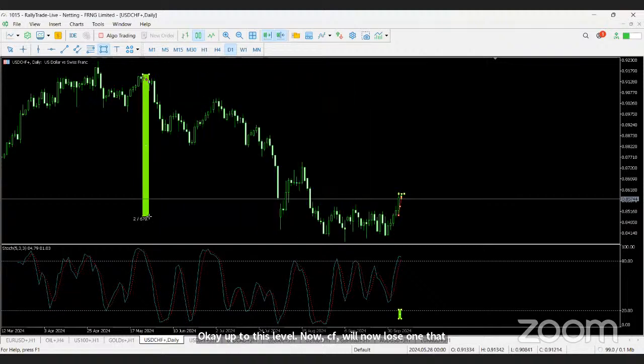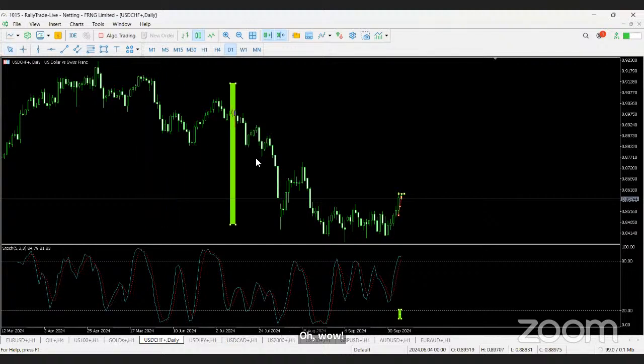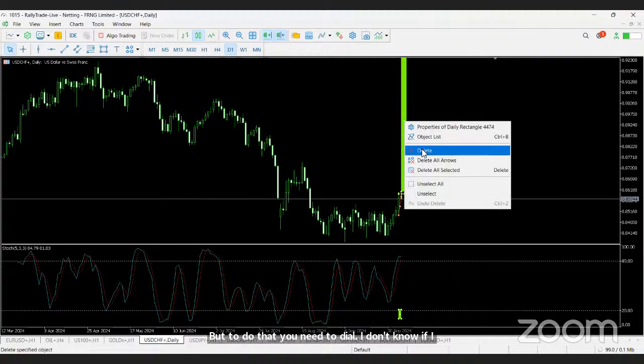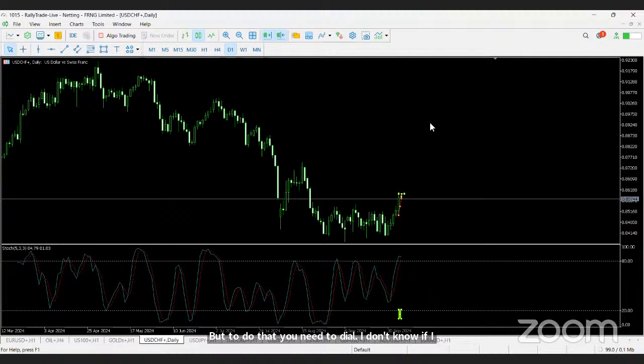So if CHF will lose value, that means CHF can still rise up to, let me see if I can just move this. I wanted to move this one, of course, here. So CHF can still lose value and rise up to this level on the screen. Now, to do that, I don't know if I can just delete this thing here. Delete. So let's go back to H1 now.